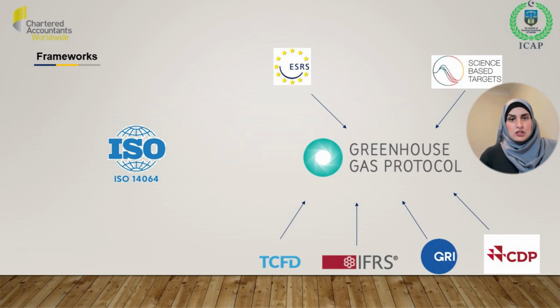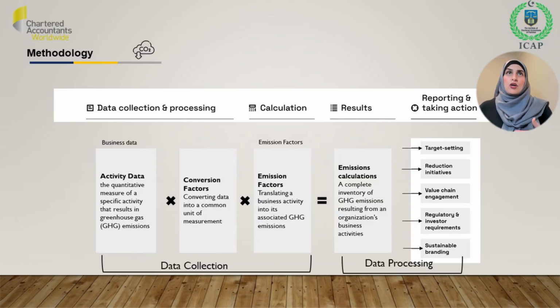Just like financial statements, when we talk about accounting, we need data. So for carbon accounting or greenhouse gas emission accounting, we use two sets of data. One is the business activity data and the other one is emission factors data. So we collect these two sets of data and process them to meet various purposes, which I have mentioned before.